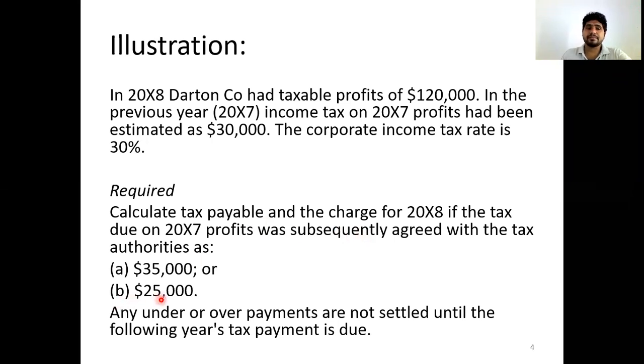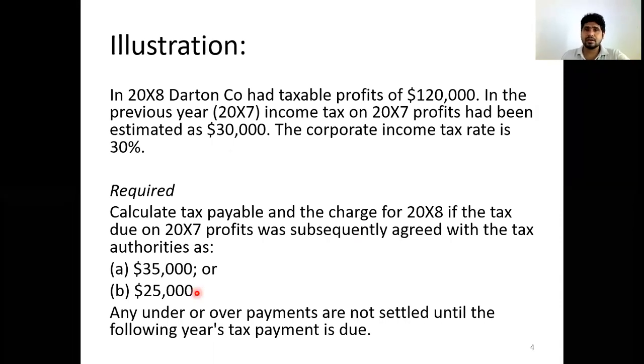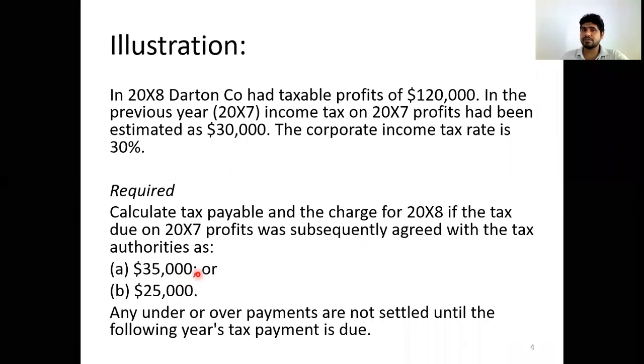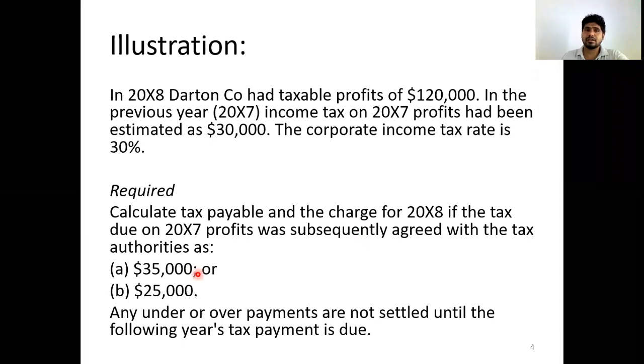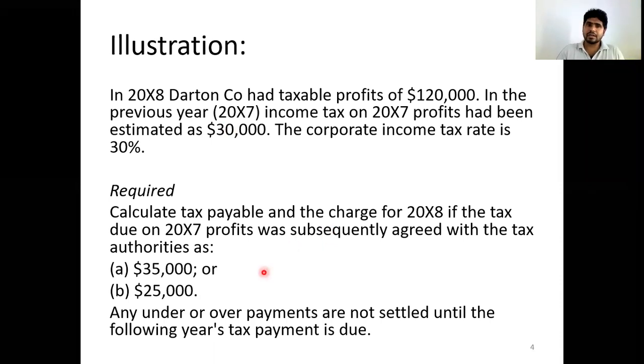And in this case D, we have estimated 30,000 for the last year, but the Department of Inland Revenue has estimated the tax expense at 25,000, an over provision, right? So in case of under provision, we will end up with a liability, right? Here in the over provision, we made 30,000, but the actual figure is 25,000. So we have overestimated. Therefore, over provision. Any under or overpayment is not settled until the following year's tax payment is due, right? So 2017 tax cases will be dealt with in 2018, right? Let's see the answer, right?